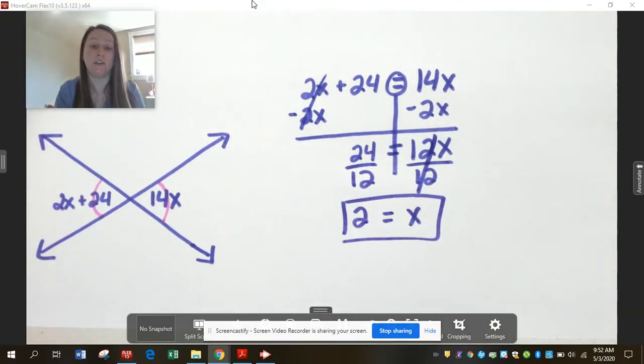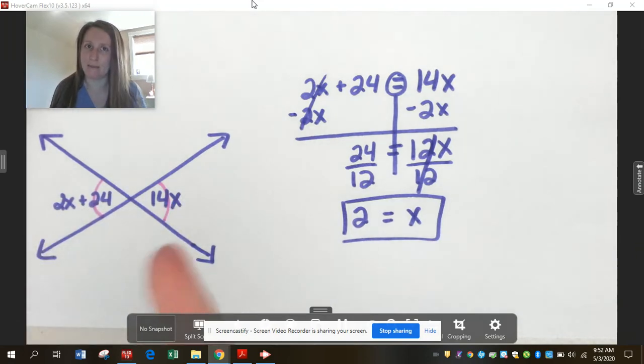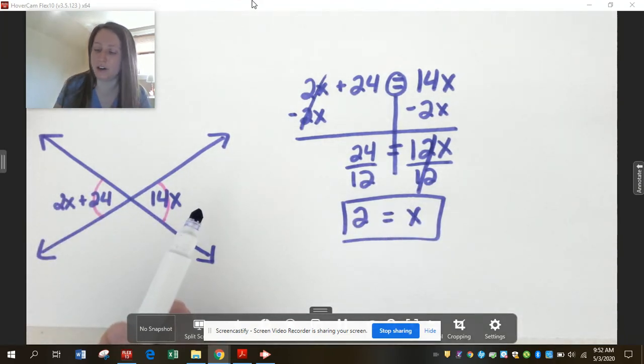So this is officially our first step. So we want to see that x is equal to 2. We found what x is equal to. Now I want you to actually tell me what these two expressions are. Now I know they're supposed to be the same because they are vertical angles. So what I'm going to do is take this x value and plug it into both of these to make sure that they actually are the same.